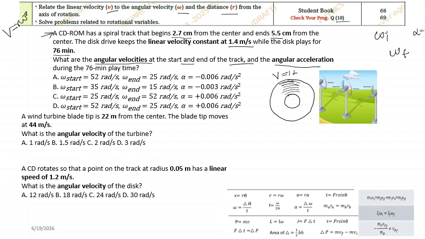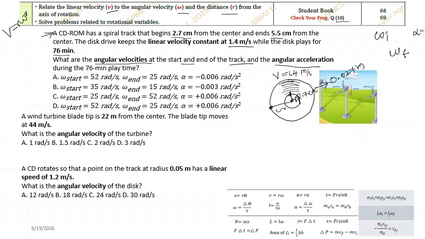V is 1.4. So from starting to stop, the linear velocity will be 1.4 meter per second. There is no change at all. Now they said from the beginning the radius is how much? The radius is 2.7 centimeter, which means you need to convert that into meter. So you will divide that by 100. You will get the initial radius Ri. How much would it be? It will be 0.027 meter.